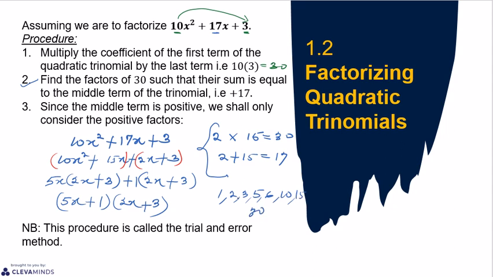But there are only two factors that will satisfy the condition that the sum is 17, and the two factors are 2 and 15. The rest will not satisfy the addition to get the middle term. Do you understand? So this method is called the trial and error method.